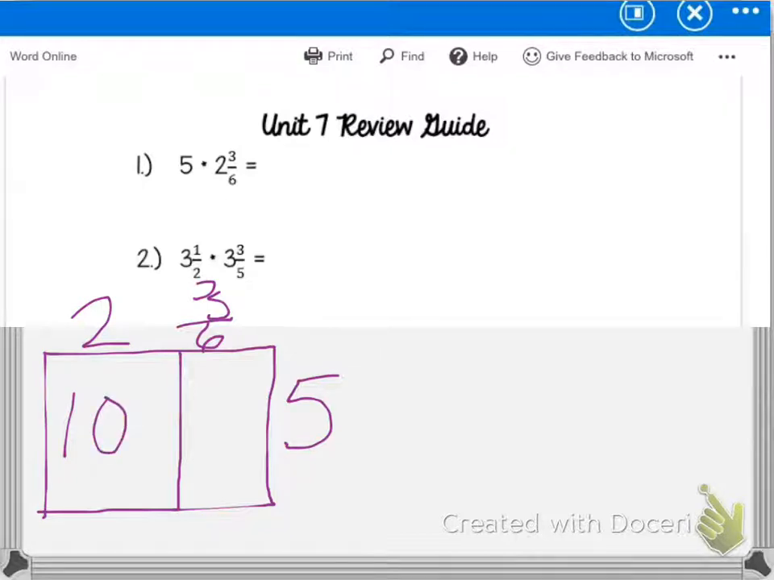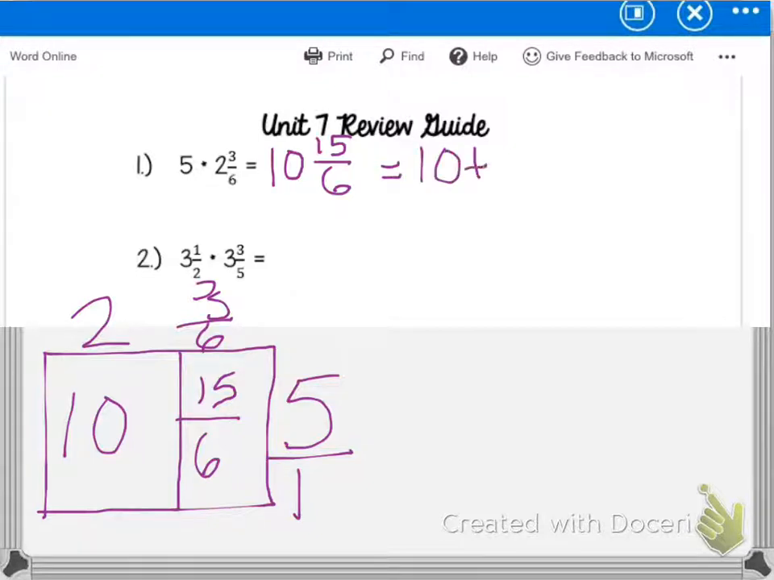Then, when we multiply fractions, we can put our 5 over 1. So 5 times 3 is 15, and 6 times 1 is 6. So you could have 6 and 15 sixths. We need to reduce our fraction, so 6 goes into 15 2 times, so 10 plus 2 plus 15 minus 12 is 3 over 6. So our answer is 12 and 3/6.